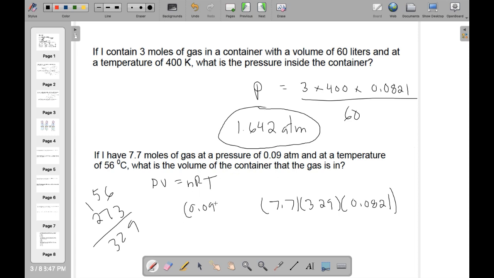What is the volume? I have my pressure. I don't have my volume. So I have 0.09 times my volume equals all of this jumbled mess. Yet again, essentially, I'm going to multiply both sides by 1 over 0.09, but in the end, that's just going to move this 0.09 over here. So now I'm going to do that math. 7.7 times 329 times 0.0821 divided by 0.09. And if I do that, I'm going to get somewhere around 2,310 liters.